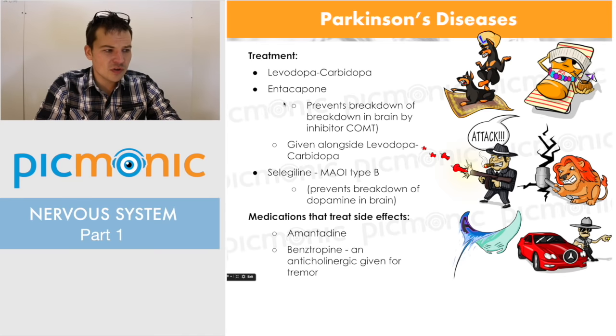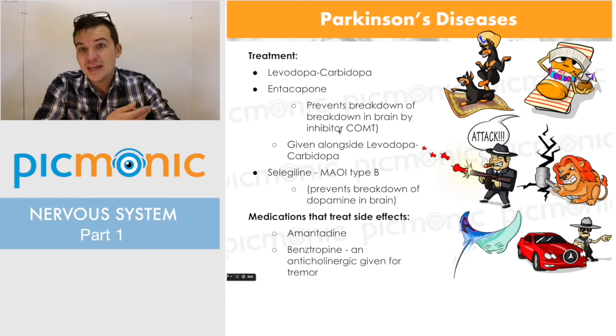So there are lots of other different drugs in the treatment of Parkinson's disease. There's entacapone. What does it do? It inhibits the enzyme COMT. It inhibits COMT from breaking down dopamine.